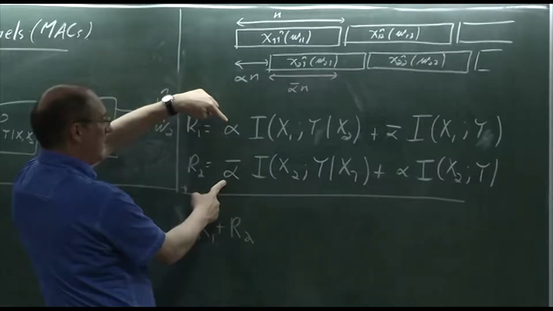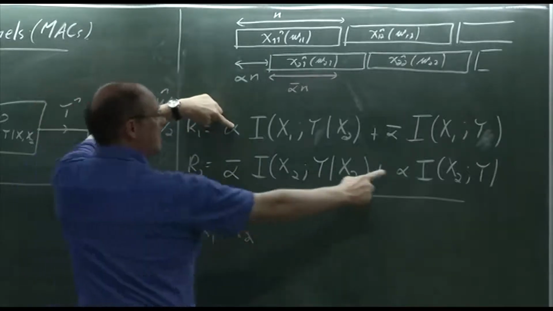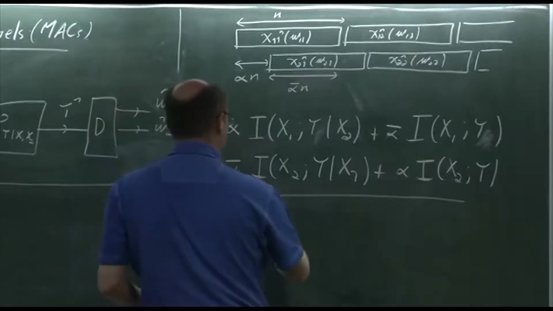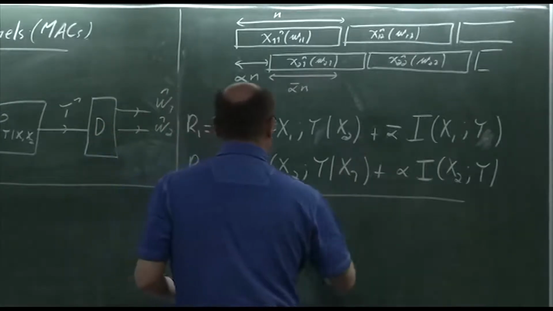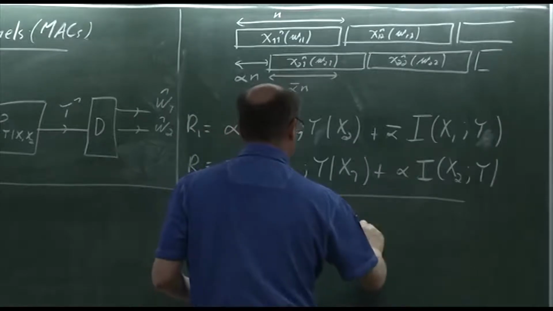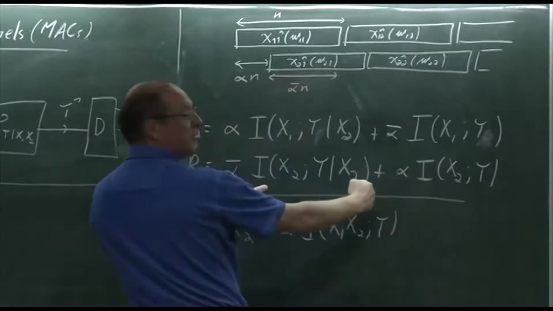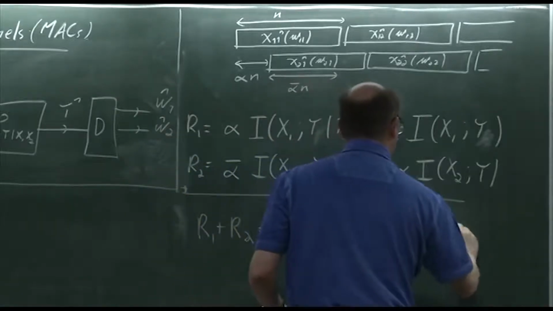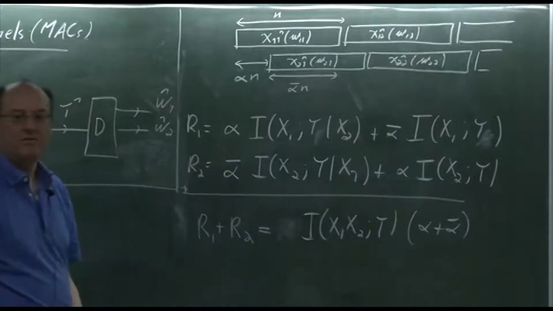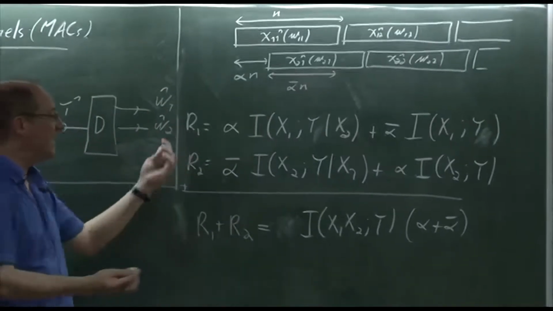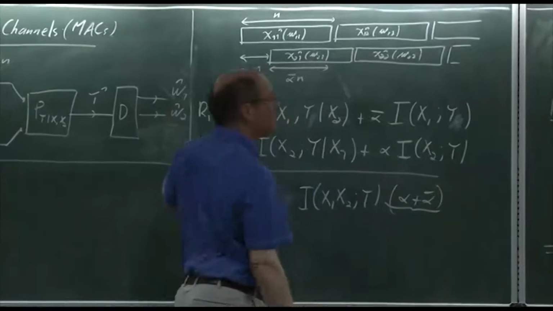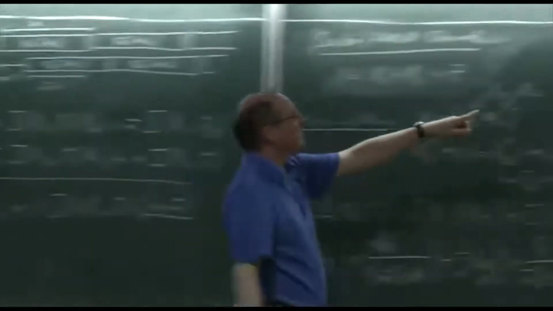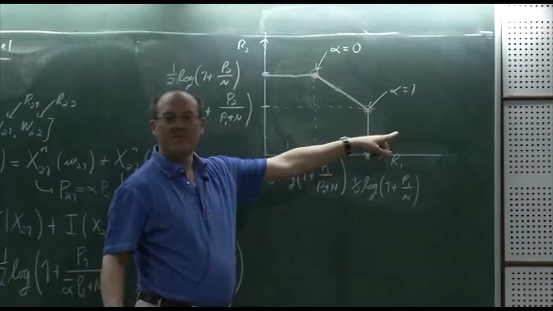This is alpha plus alpha gives me alpha I(x1, x2; y). And this one here is alpha bar plus alpha bar, which is just 1, right? So we're on the dominant face. And the alpha, again, lets us shift in between. If alpha is equal to 0, we're up here, and if alpha is 1, we go down here.